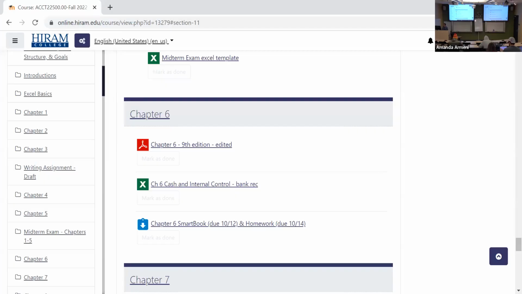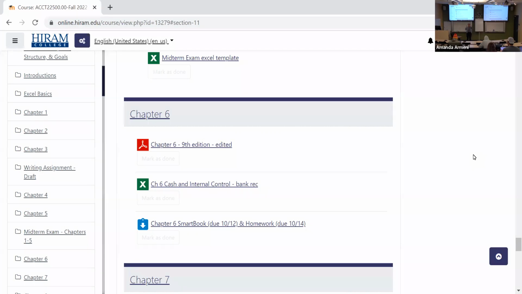So, as was the case in chapters 4 and 5, where we were just expanding on the knowledge that we had already gained from chapters 1 through 3, chapter 6 is just expanding on what we have already been learning about, okay? More specifically, chapter 6 is expanding on our understanding of cash, right?